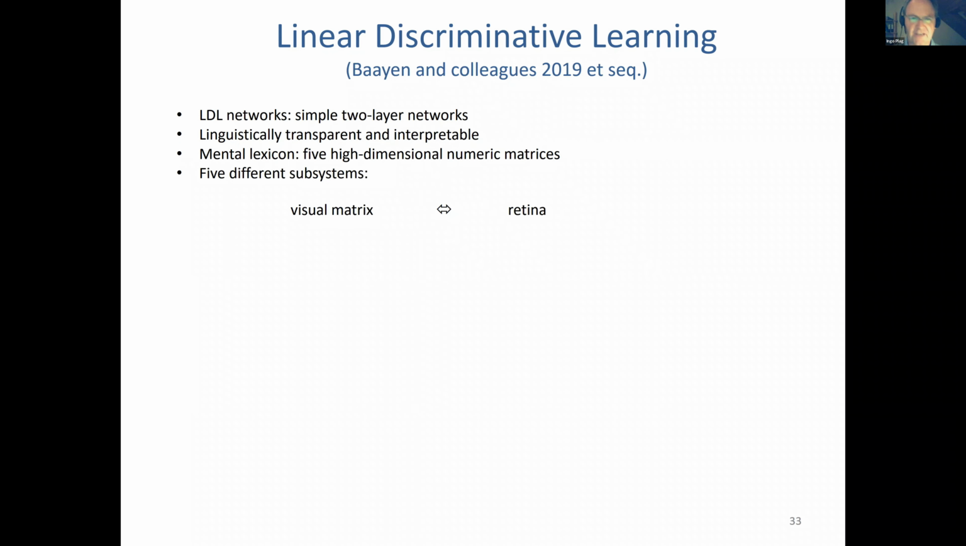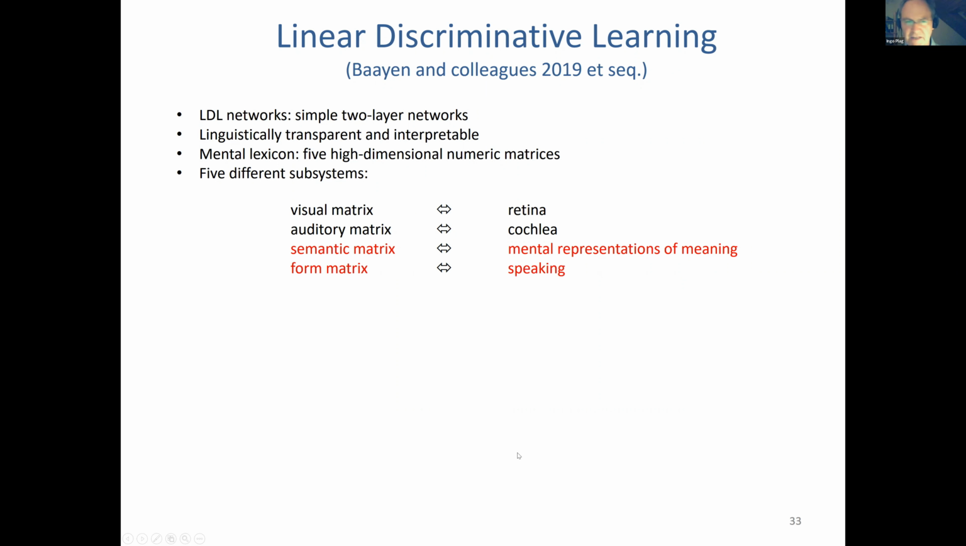You get a matrix, that's an object with many numbers, representing the retina. You have an auditory matrix representing the cochlea. You have a semantic matrix, which represents the mental representations of meaning. And you have a form matrix, which represents how we speak. You could also have it for written language by having a spelling matrix, which represents the typing. We want to concentrate on form and meaning, that is the semantic matrix and the form matrix.